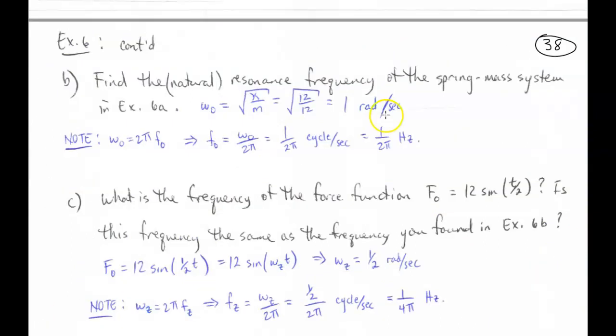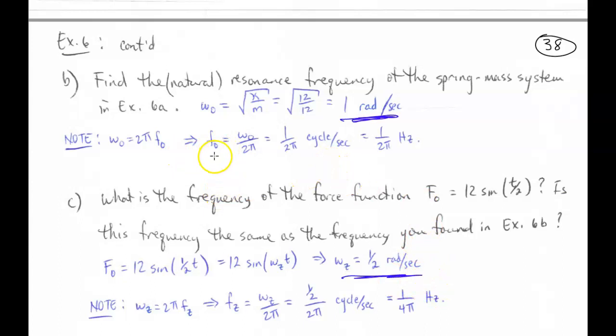So what we want to do now is find the natural resonance frequency of the spring mass system, and then find the frequency of the force function. Of course, we've already addressed that. We already know that the natural frequency, which comes from the homogeneous solution, is just 1 radian per second, and the frequency for the force function is 0.5 radian per second.